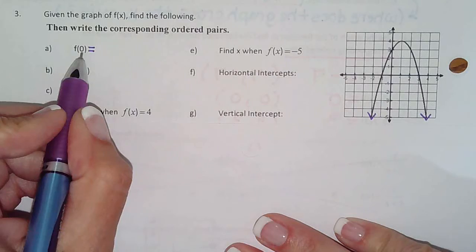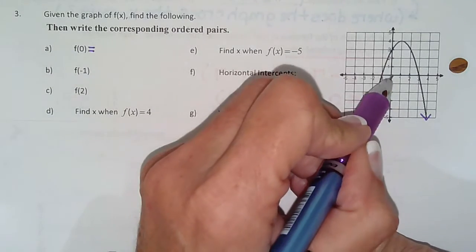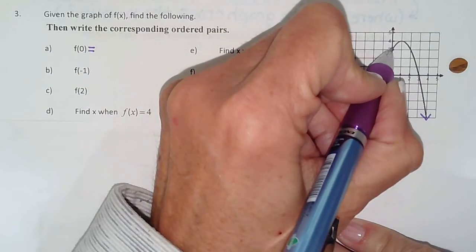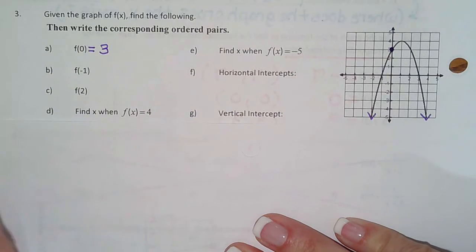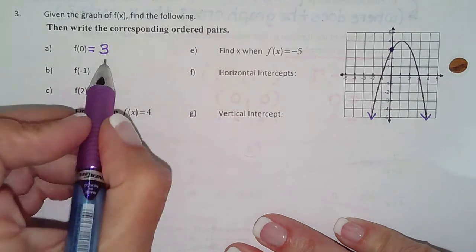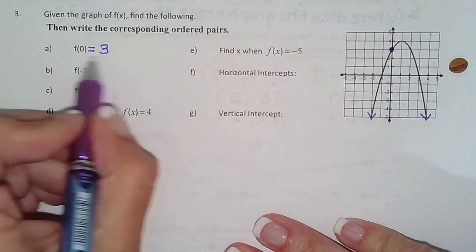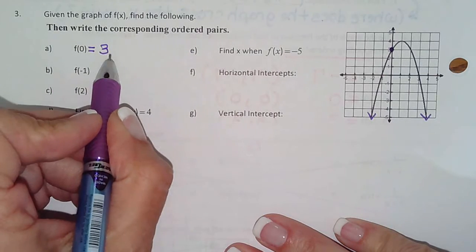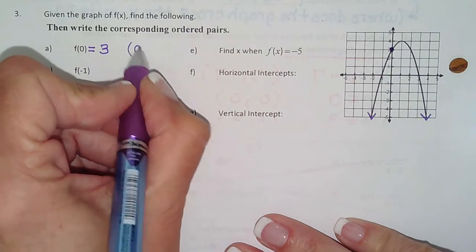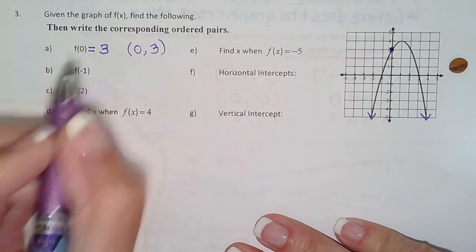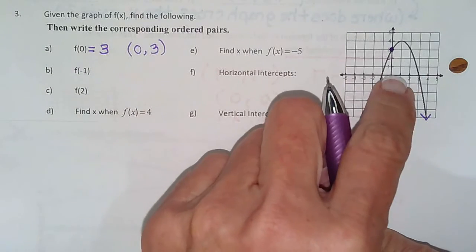So when x is 0, y is 3. And don't write y equals 3, just write 3. Your head should be saying find y, but we don't write y as 3. This is function notation. The x is in parentheses, the y is the answer. And so it said write the corresponding ordered pairs, and I like it when they say that because then we can go back and check.